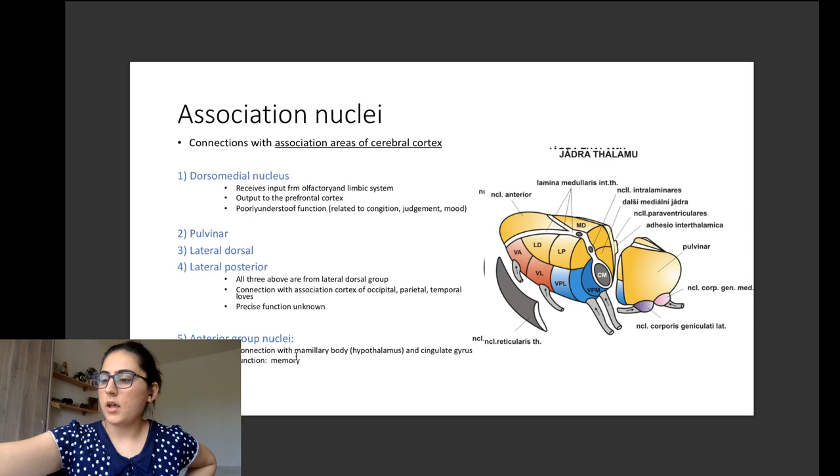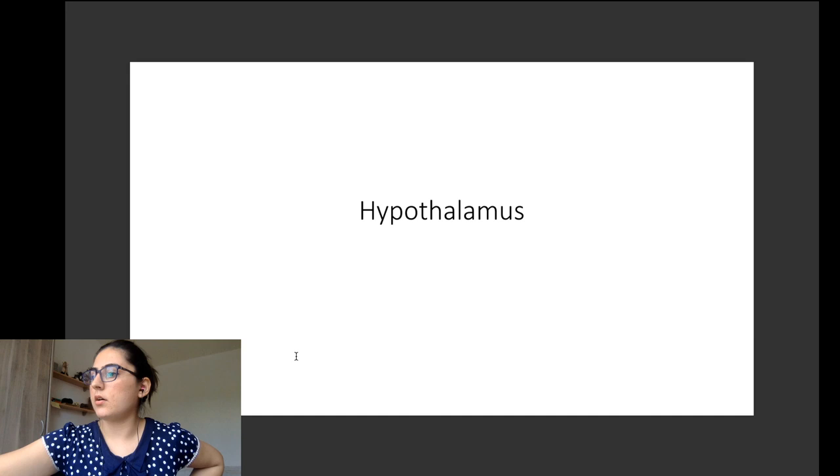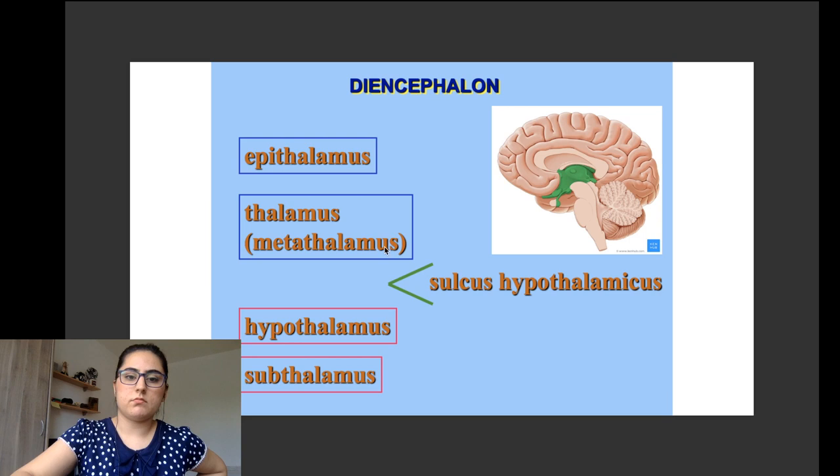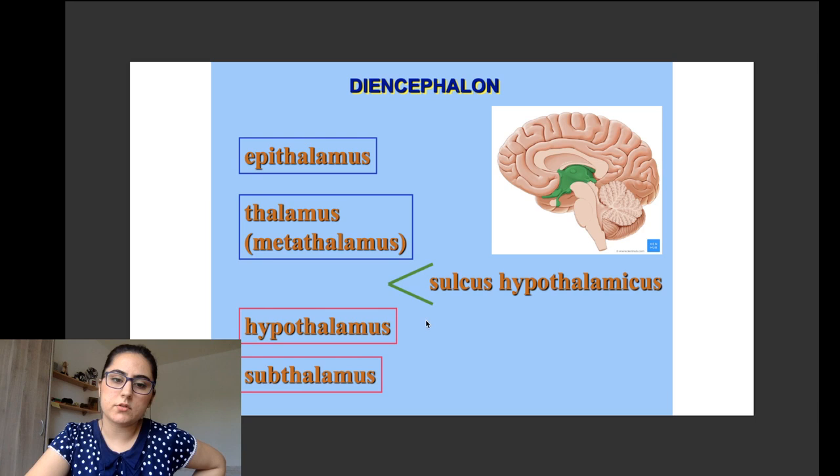Okay, so I think we can move to the hypothalamus now. So where are we? We spoke about the thalamus, the nuclei, the anatomic and the functional classification. We spoke about the epithalamus, the pineal body, this tiny structure over here, and the habenular triangle. Now we're going to go to the hypothalamus, which is divided from the thalamus by the sulcus. Remember, the sulcus is extremely important. Make sure you remember it.